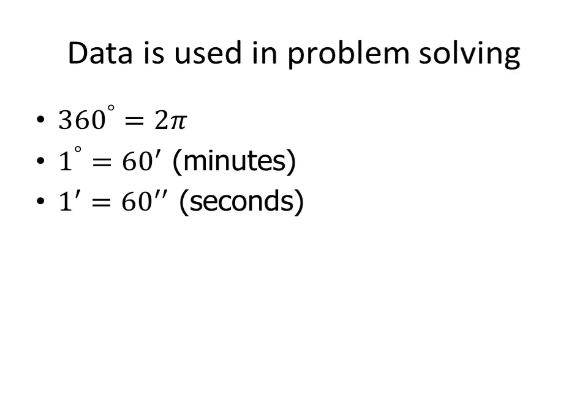So these data are used while solving problems. 360 degrees is equal to 2 pi radians, 1 degree is equal to 60 minutes, and 1 minute is equal to 60 seconds. So these data we are going to use in problems.